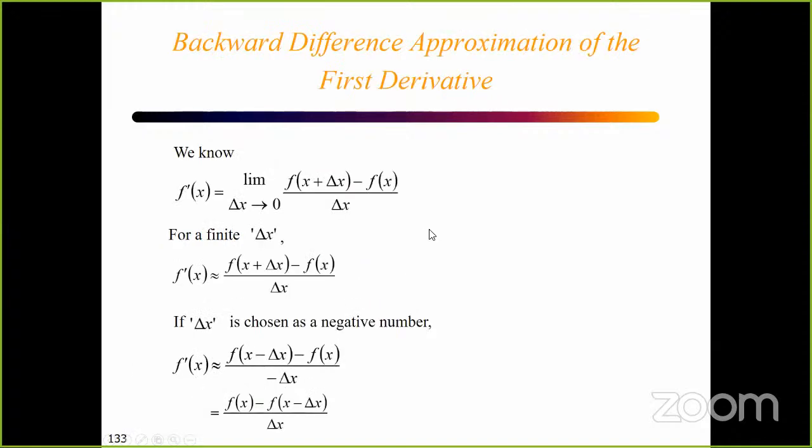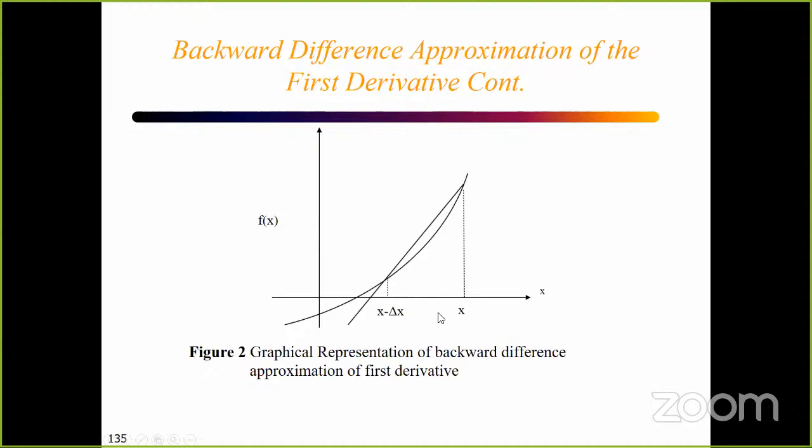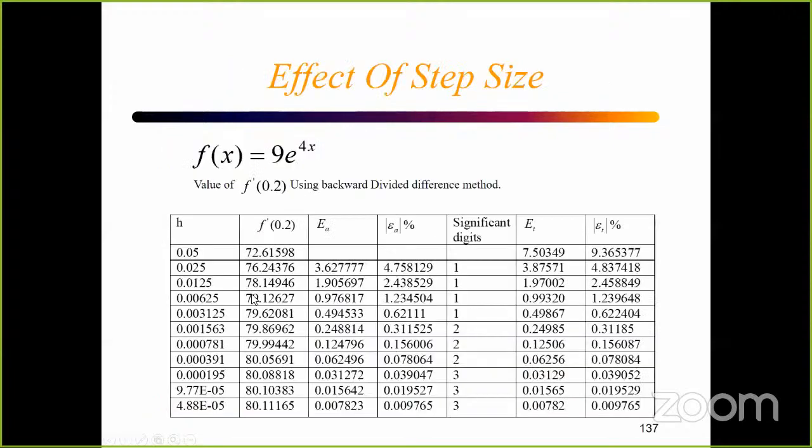If you continue with the backward difference method, it is the same case in reverse order. Instead of choosing x plus delta x, you choose x and then go for x_i minus delta x. How the solution behaves is shown by an example here.